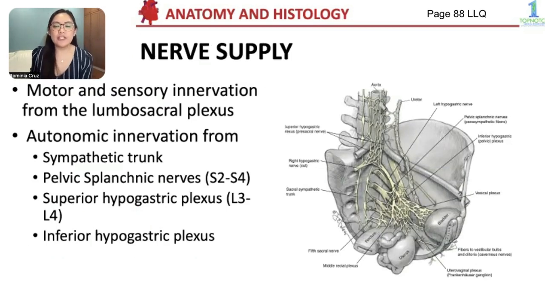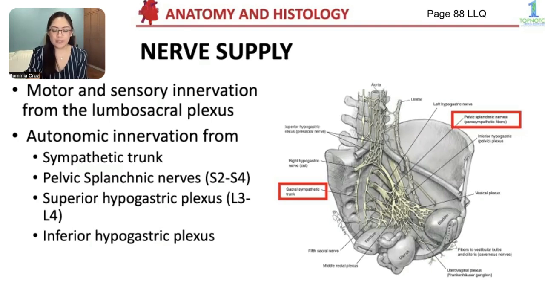So the autonomic innervation of the pelvis comes from several plexuses and nerves. So the abdominal sympathetic trunk is continuous with the sympathetic trunk that innervates your pelvis and is composed of 4 to 5 segmentally arranged ganglia. The pelvic splanchnic nerves derived from your S2 to S4 give parasympathetic innervation to the pelvic viscera. You also have autonomic innervation from the superior hypogastric plexus, which would then divide into your right and left hypogastric nerves just below your sacral promontory.